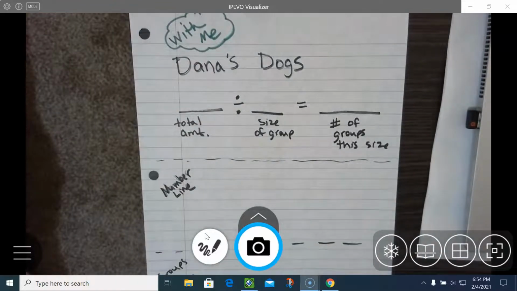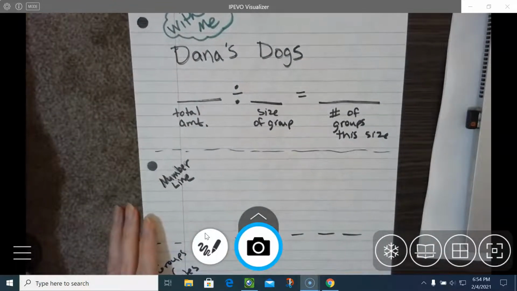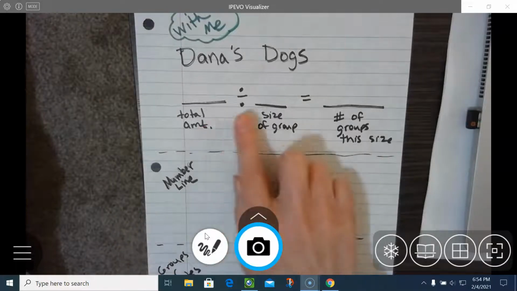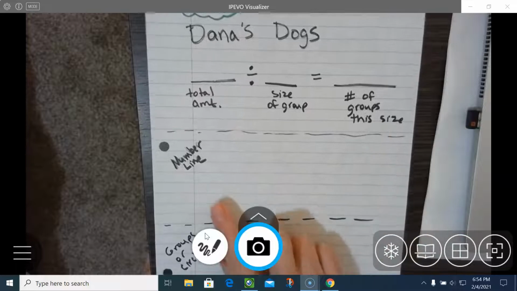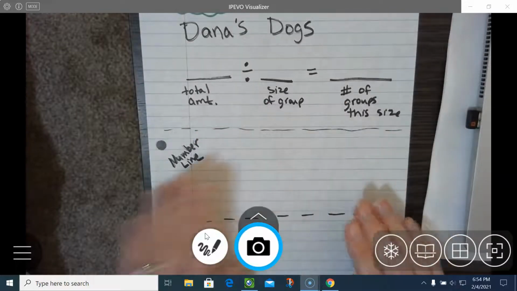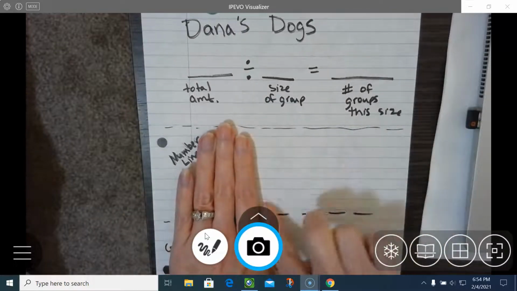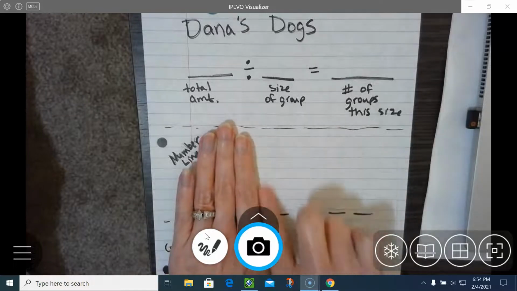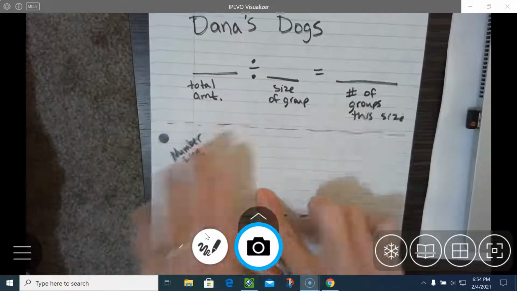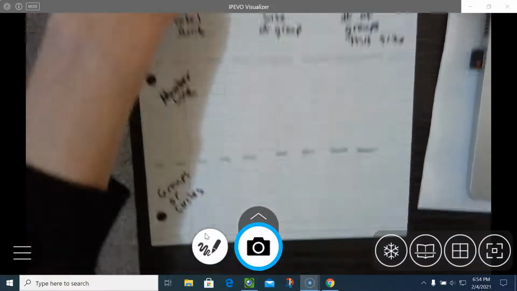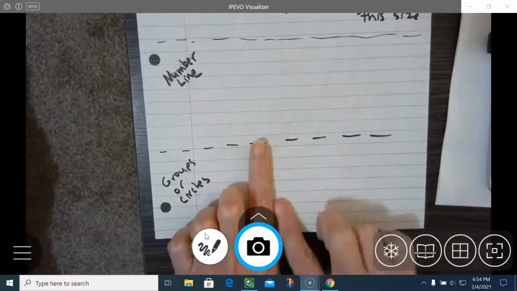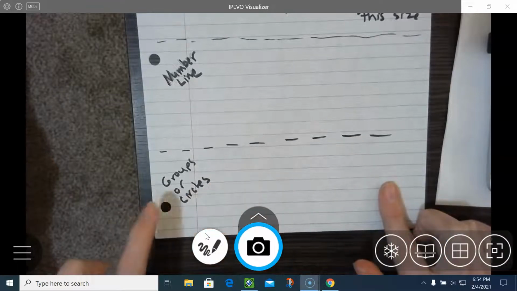So your paper is going to look just like this. And it'll say with me, total amount divided by size of group equals the number of groups this size. You're going to leave yourself probably about as long as your pointer finger. Save that much room for the number line version of what we're going to do, and then the same about your pointer finger distance for the group or circle.